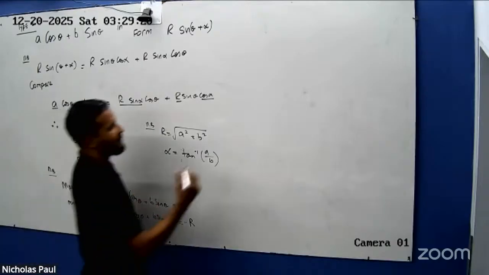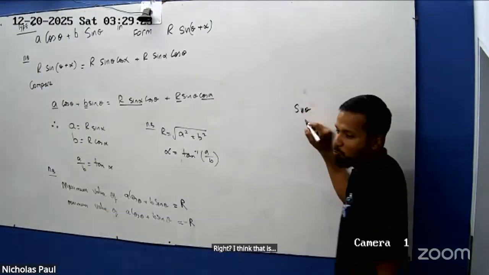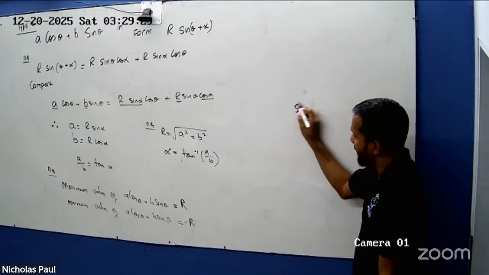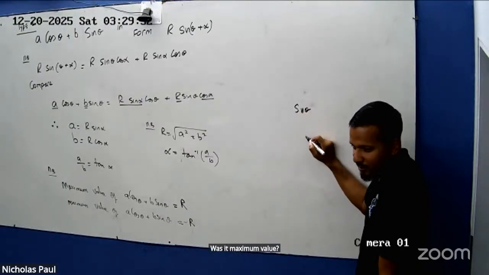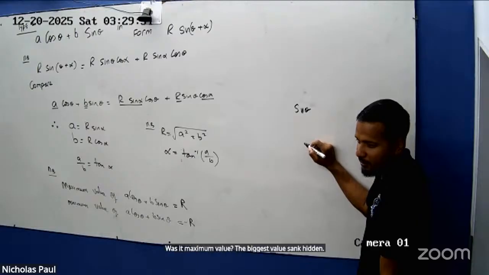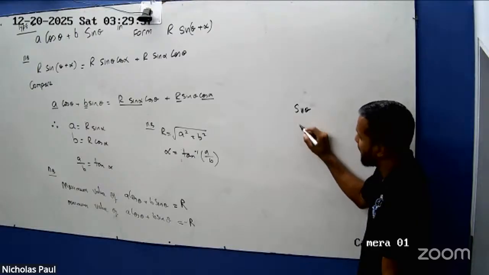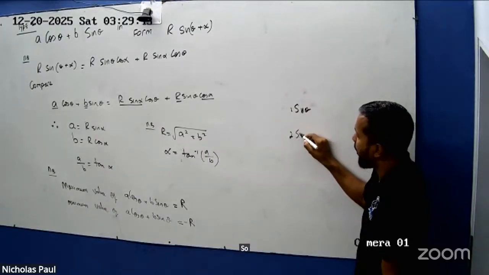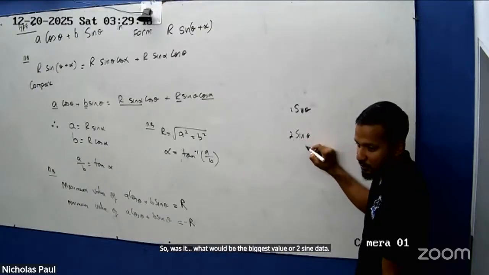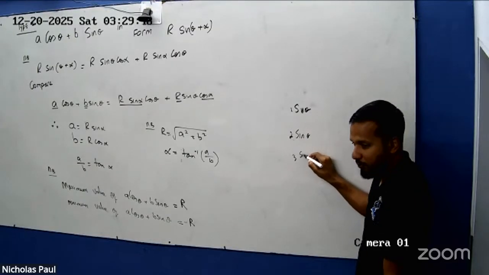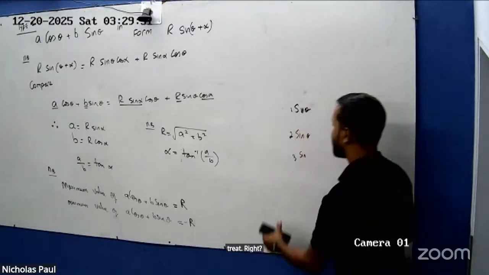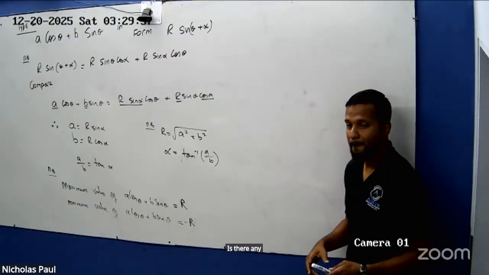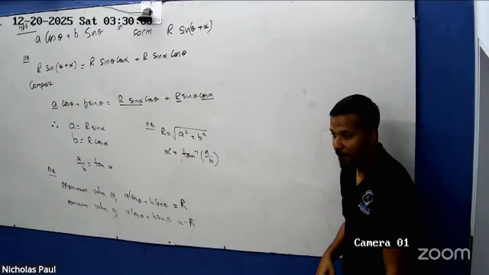Right? Think of this. What's the max value of sine? What's the maximum value in the sine theta graph? The biggest value of sine theta. It's 1. Remember? The sine graph goes up to 1 and comes down, right? So what will be the biggest value of 2 sine theta? 2, right? Are you okay with that? Yeah.